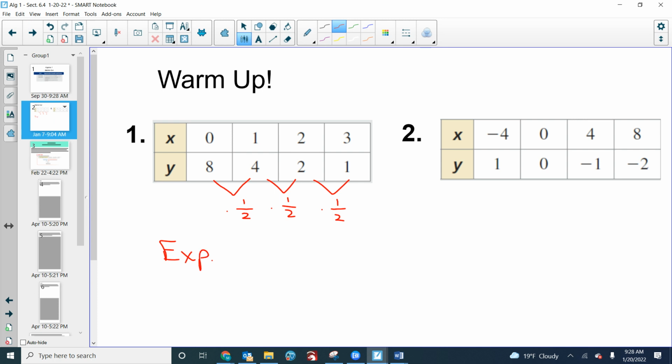How about this one? First of all, the x is changed by add 4, add 4, add 4. Good. Let's check the y's. Minus 1, minus 1, minus 1. Therefore, it is linear.